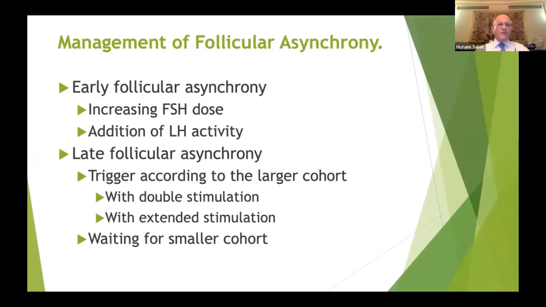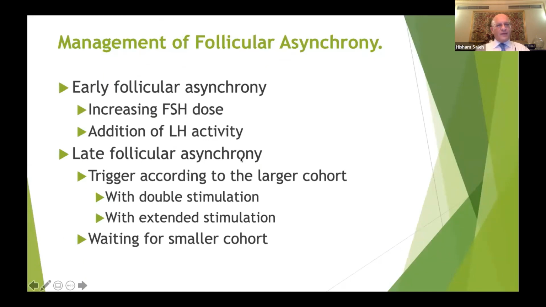So, to conclude, the management of follicular asynchrony: if you diagnose follicular asynchrony early in the follicular phase, you can increase the FSH dose. Say you diagnose it on day 5 or 6 of stimulation. Or you can add LH activity if you suspect hyporesponse or if the patient is above 35 years of age.